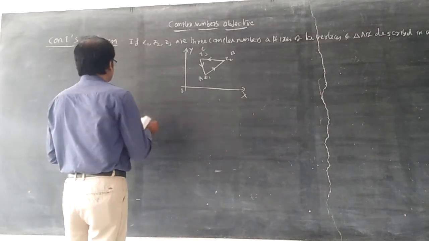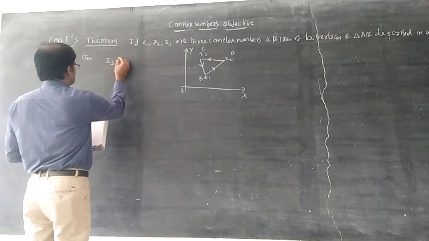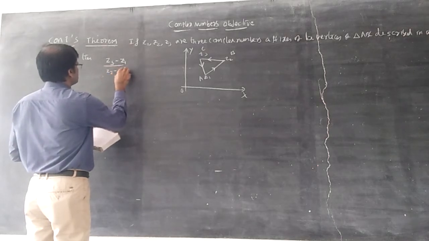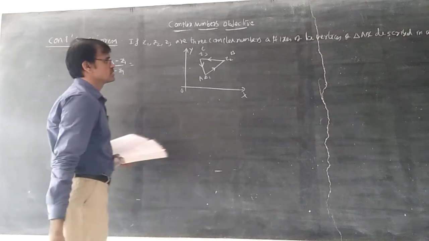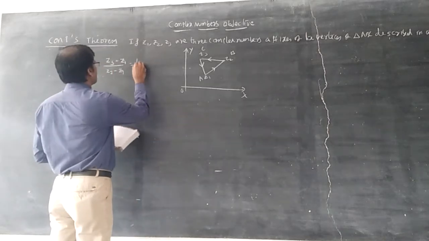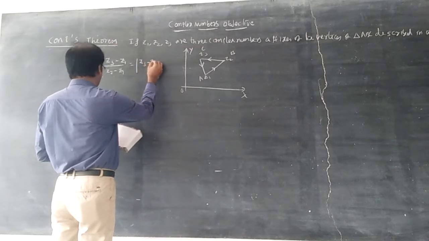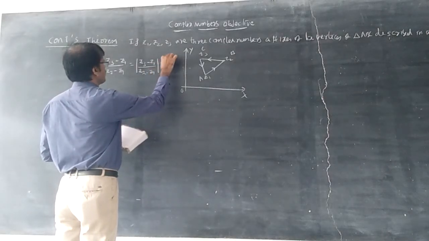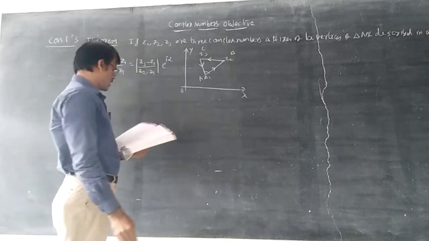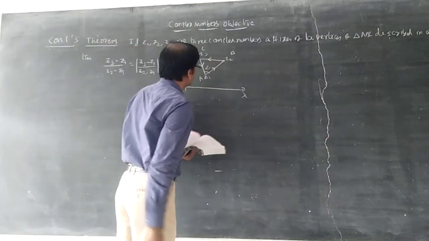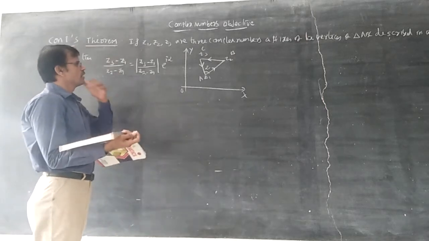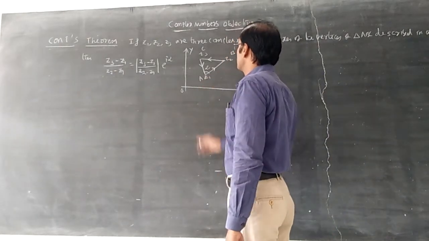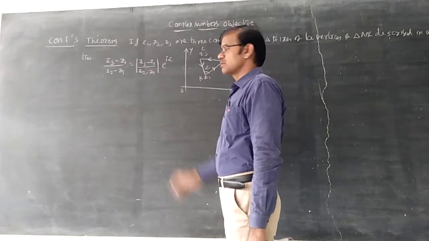Then (z3 minus z1) by (z2 minus z1), the difference, is nothing but the slope, is equal to the modulus of (z3 minus z1) by (z2 minus z1) into e power i alpha, where alpha is the angle made at the vertex A. Now try to understand: wherever this alpha exists, depending upon that alpha, Cotes' theorem is defined.